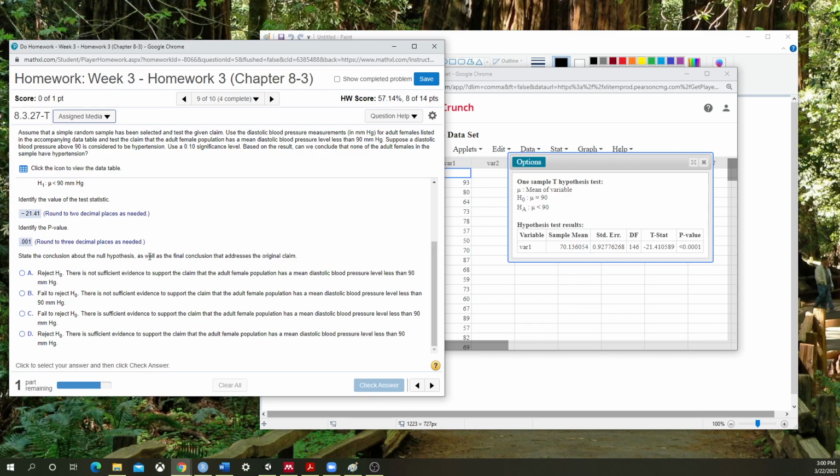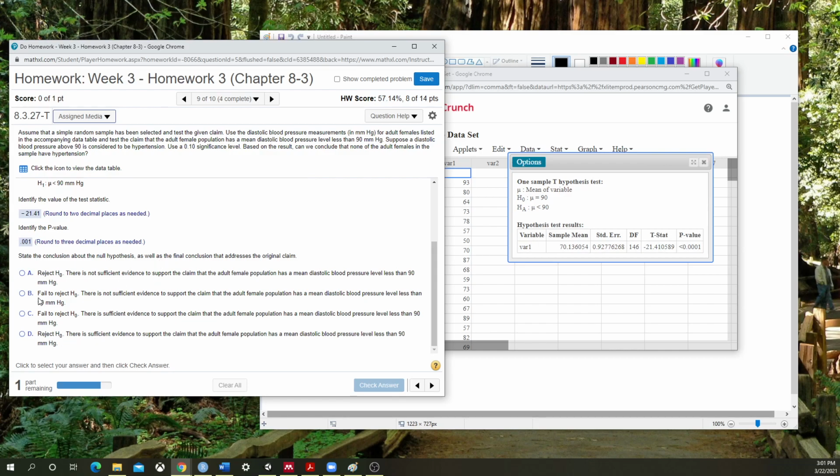State the conclusion about the null hypothesis as well as the final conclusion that addresses the original claim. So we're going to reject the null because our p-value is less than our significance level of 0.1. As we can see, p-value very small, significance level 0.1. Small number is lower than this number. Therefore, we're going to reject the null hypothesis.